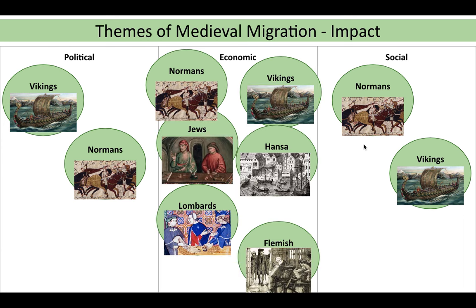Again, though, economic impact is kind of the clear winner here, as all migrant groups have an economic impact, whether that's through increasing taxes in the Domesday Book like the Normans, increasing international trade like the Vikings and the Hanse merchants do, whether that's being involved in lending money and banking like the Jews and the Lombards, or whether it's transforming England's wool trade like the Flemish weavers.